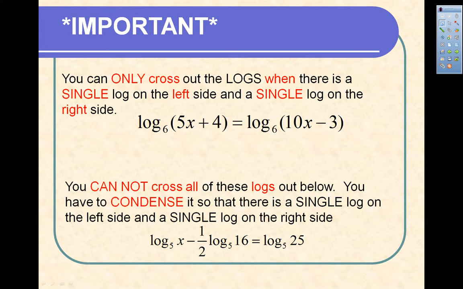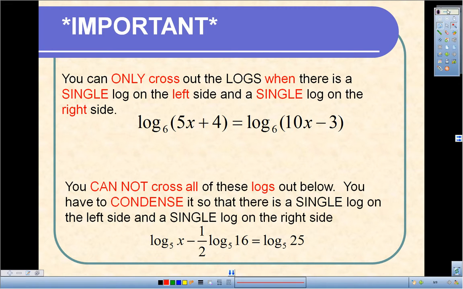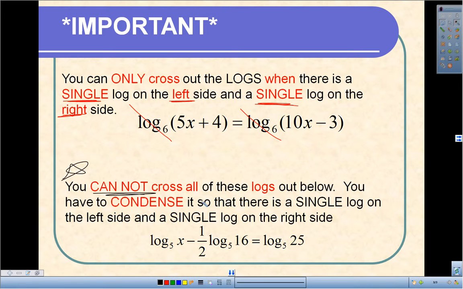You can only cross out the logs when there is a single log on the left-hand side and a single log on the right-hand side. So, for example, from the warm-up, the only reason why I could cross out these two logarithms is because there was one singular log on the left-hand side and one singular log on the right-hand side, and they were the same base, so they cross each other out. This is what's crucial. You cannot, I repeat, you cannot cross out all of these logs looking below. That's the most common mistake.